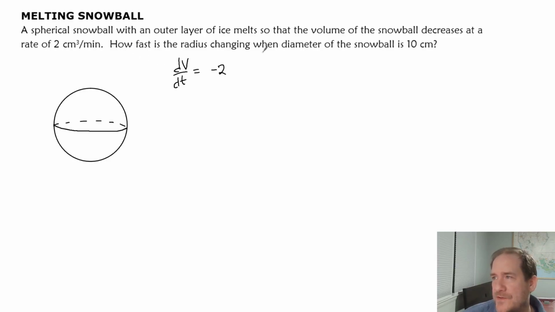It says how fast is the radius changing when the diameter of the snowball is 10. So if the diameter is 10, I don't really care about that. I would just want to know that that means the radius is 5. So I don't really need this number anymore. It says how fast is the radius changing. That means we're after dr/dt, of course. But that should be it.